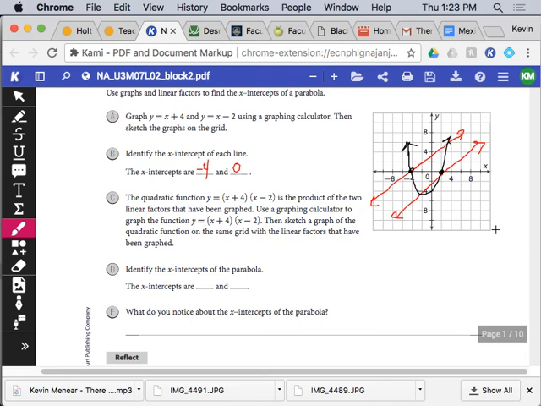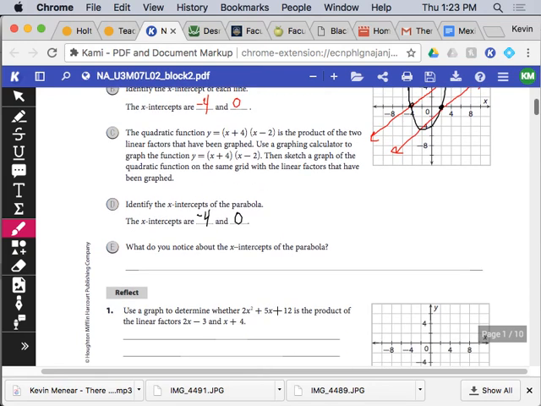Cool. And then it says identify the x-intercepts of the parabolas. Well, the x-intercepts are the same, -4 and 2. Step B, it says, what do you notice about the x-intercepts of the parabola? They're the what? When compared to the zeros of the linear functions, they're the same.